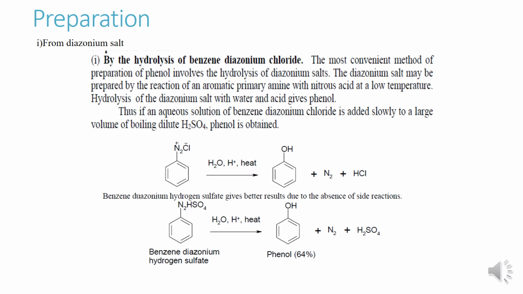Okay, hydrolysis of the diazonium salt with water and acid gives phenol. So the thing is, for this preparation we require two steps. The first thing, the precursor synthesis. That means the diazonium salt. Okay, diazonium salt may be prepared by the reaction of aromatic primary amines.